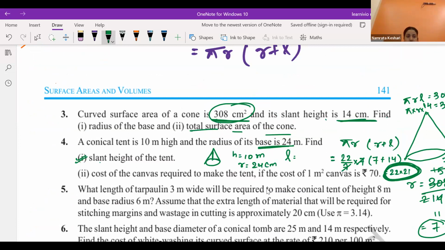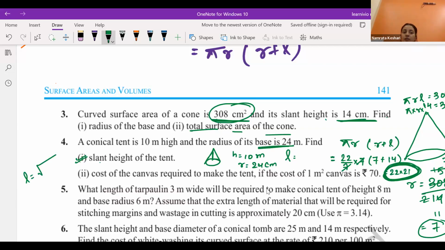Last I am getting root 776. Yeah, what? L is? Yes, Ryan. Can you please repeat? I am getting till root 776. Okay. Yes, everyone. Are you getting the same? Ma'am, I am getting 26 meter.